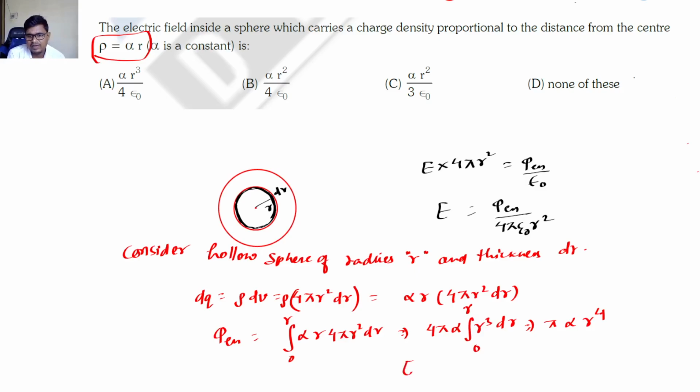So if I write the value of electric field, then electric field will be Q enclosed by 4 pi epsilon naught times r square. If we substitute the value of Q enclosed that we have calculated, pi alpha r raised to the power 4, and then 4 pi epsilon naught r square. You can see that pi and pi will cancel and r square and r4 will cancel, so we will get alpha r square by 4 epsilon naught. So the correct option is option B.